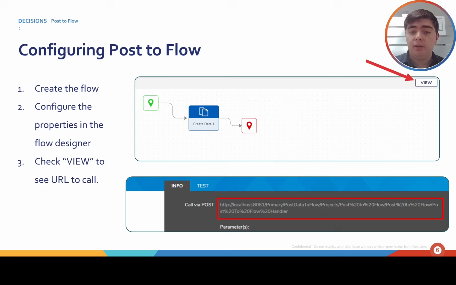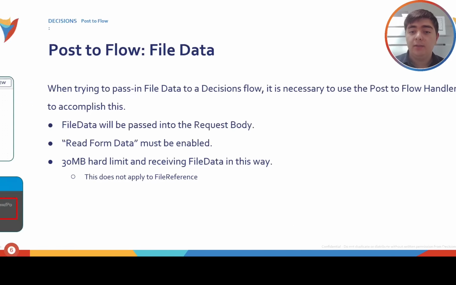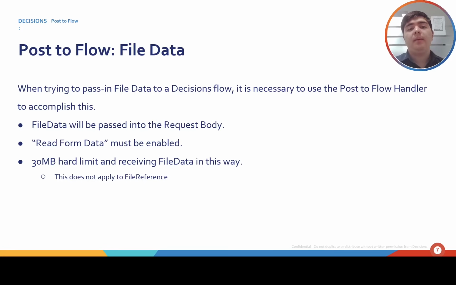And this is going to involve file data. All right? So when you are trying to pass in file data into a decisions flow, you need the post-to-flow handler to accomplish this. Otherwise, trying to pass in this information is not going to get captured correctly. So the way that you do this is that you set up the form input data inside of your post call. And you're going to specify the type to be file and select your files.